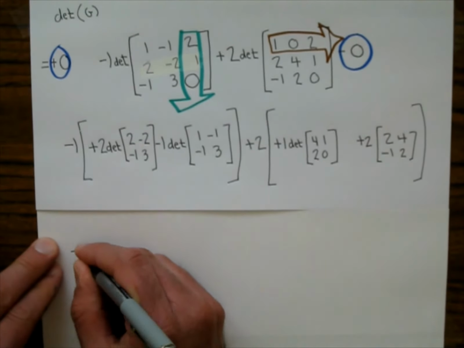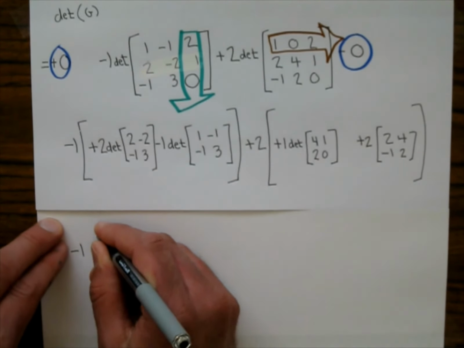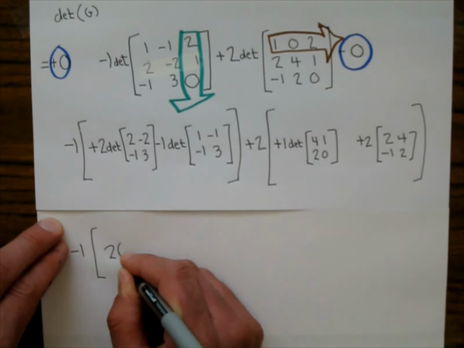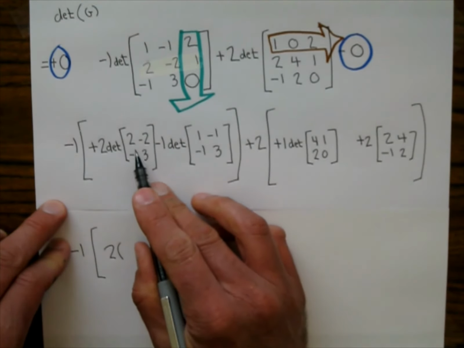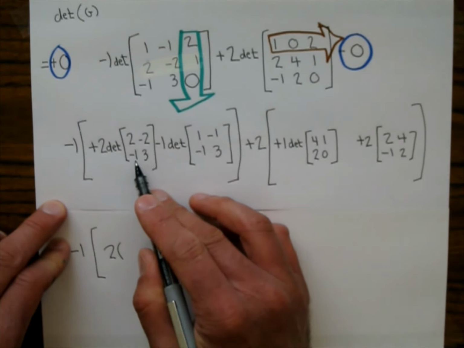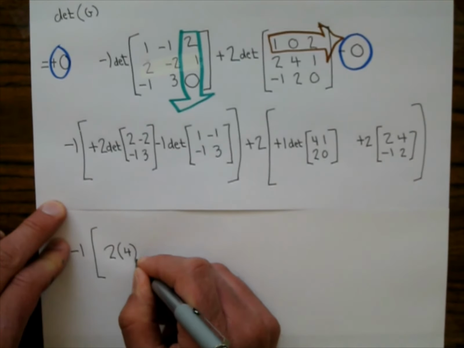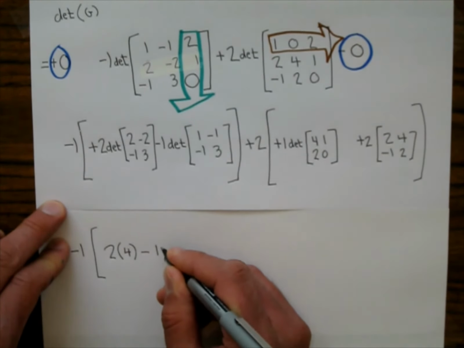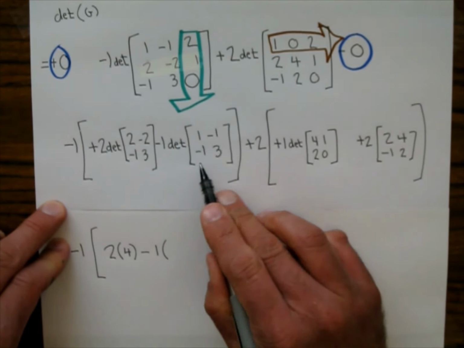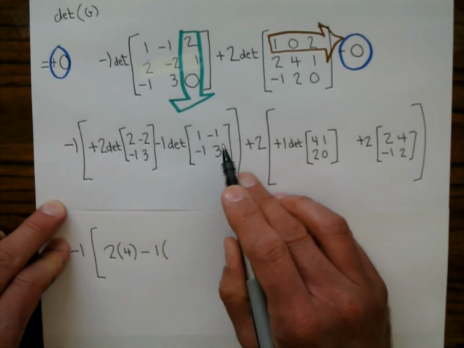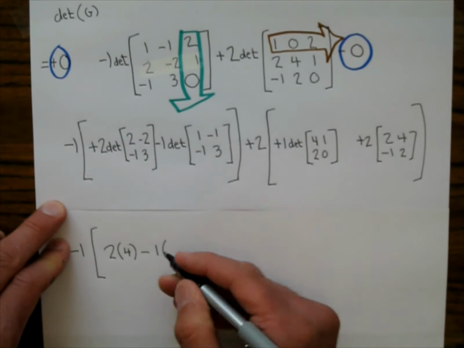Okay, so this is negative 1. And then we have 2 times the determinant of this 2 by 2 matrix. This is 6 minus 2, which is 4. And then I have minus 1 times the determinant of this 2 by 2 matrix. This is 3 minus 1, which is 2.